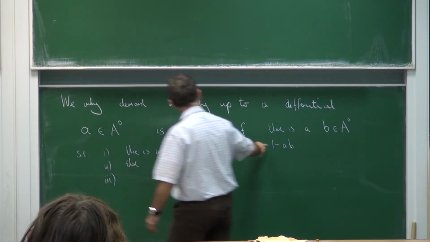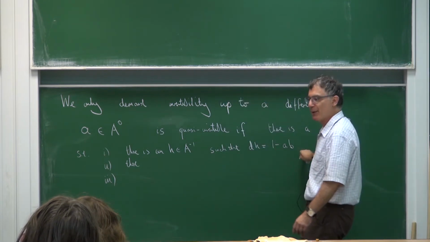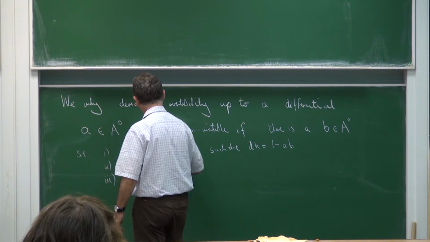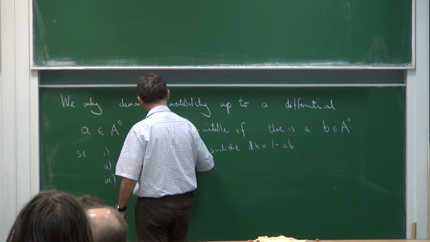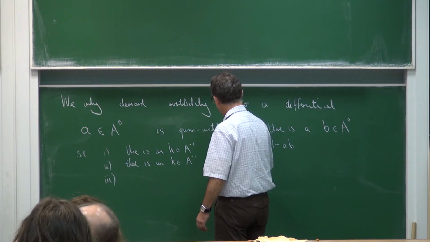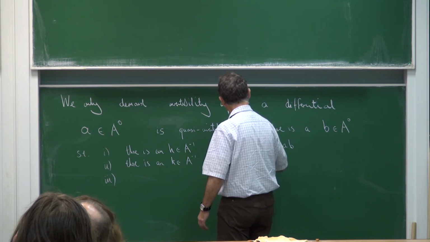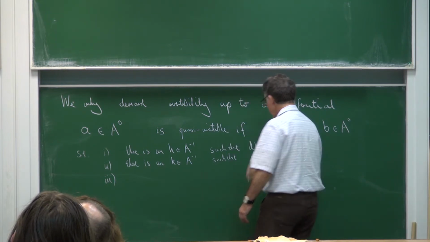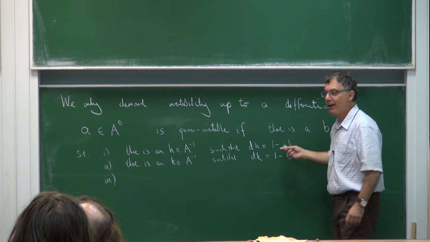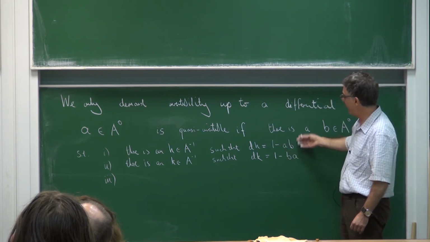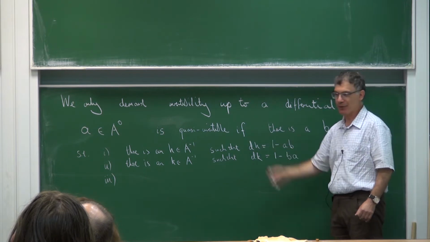So this is for left multiplication, but we also have right multiplication, and I have to also assume that there's an element of degree minus 1, which I'll call K, such that dK is 1 minus BA. So of course, if the algebra is graded commutative, then we could take H equals K.